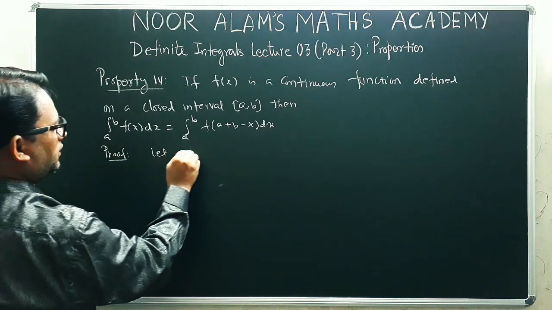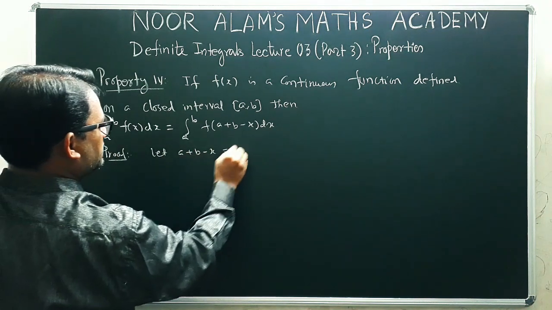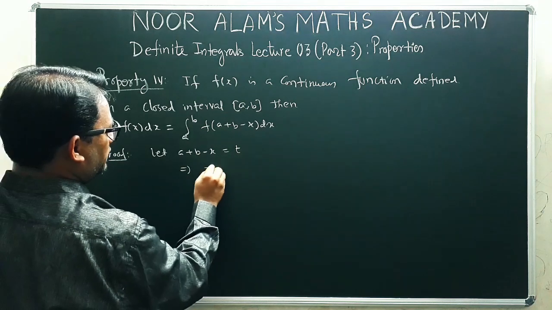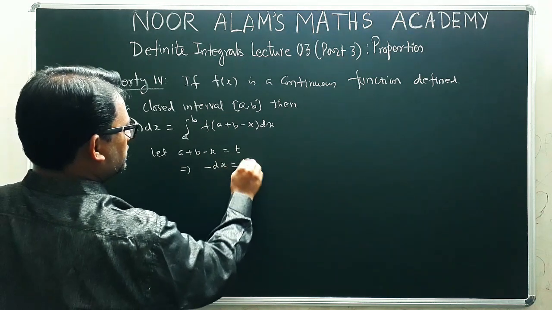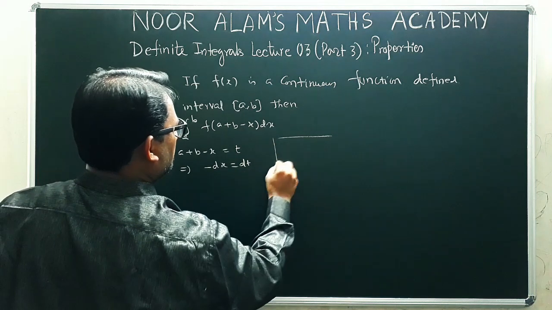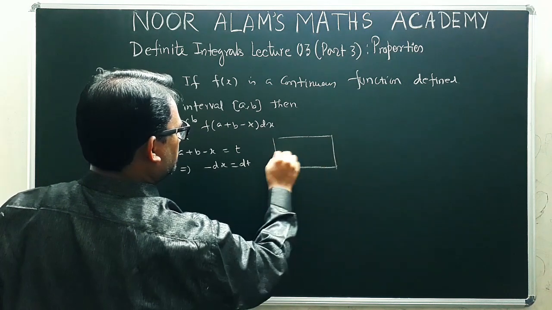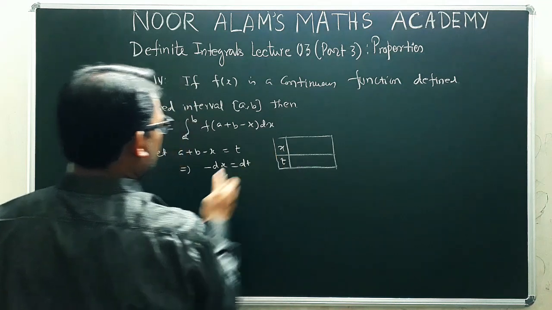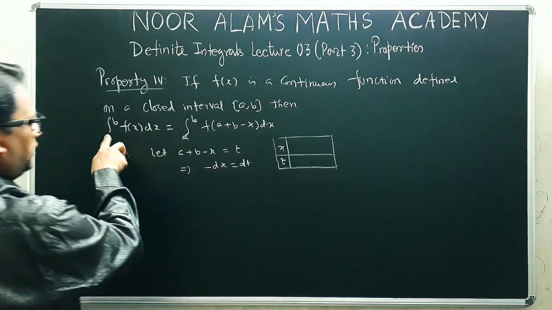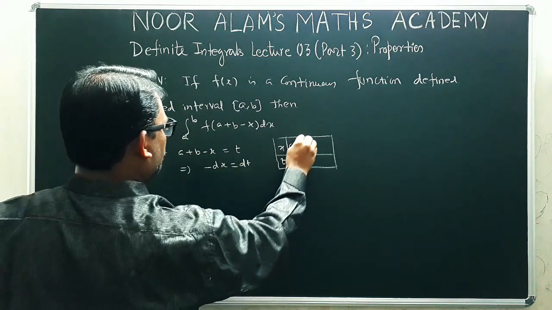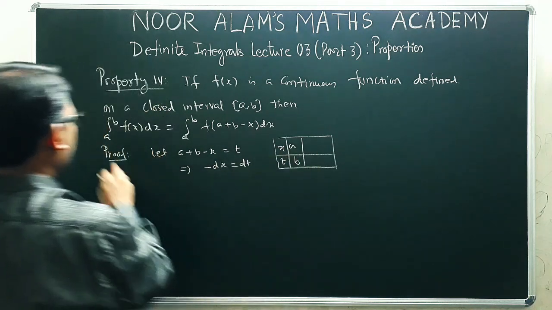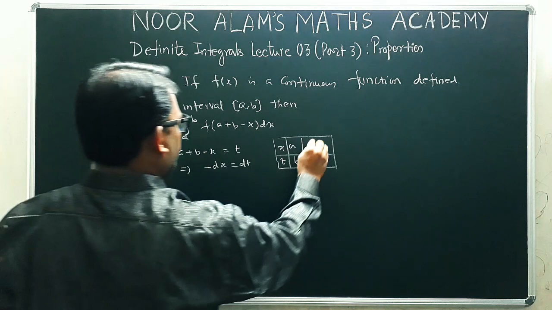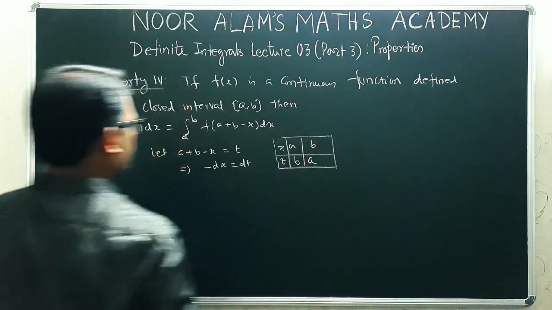Let a + b - x be equal to the variable t. So with respect to x, if we differentiate, we get dx equal to dt. Now change the limits of x. When x is equal to a, the a gets cancelled, so we get the value of t as b. When x is equal to b, the b gets cancelled, so we get the value of t as a.